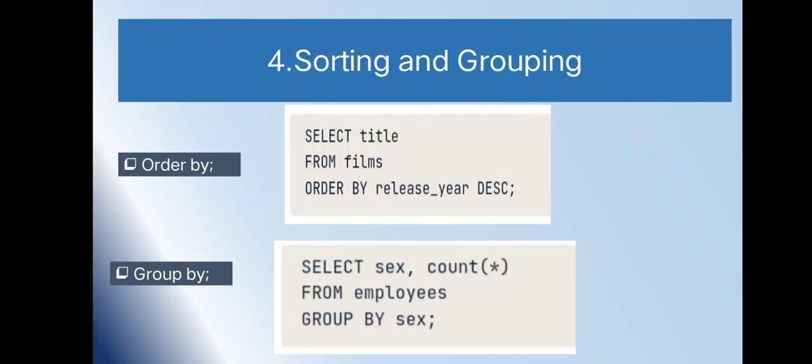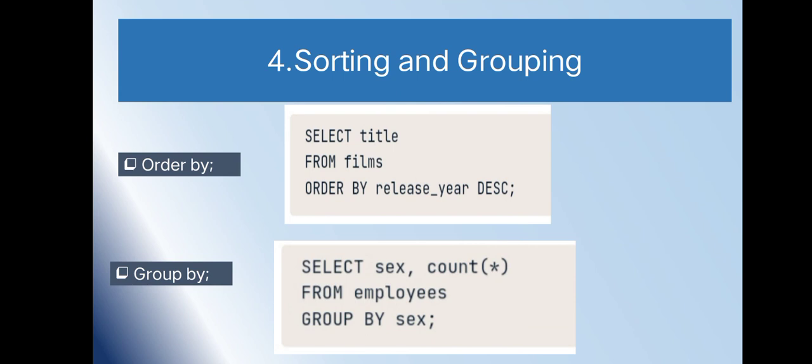The fourth and last chapter of the introduction to SQL is sorting and grouping. In sorting and grouping, we will learn two commands. One is ORDER BY and the second one is GROUP BY. In SQL, the ORDER BY keyword is used to sort results in ascending or descending order of the values of one or more columns.